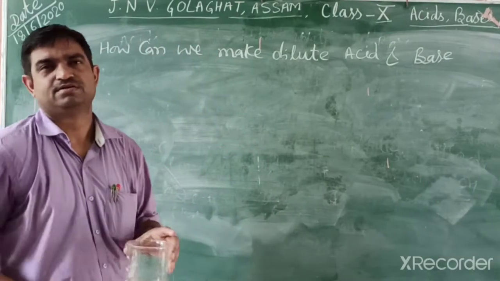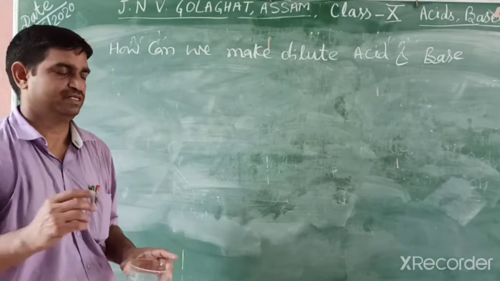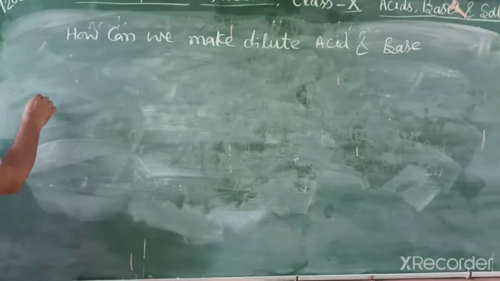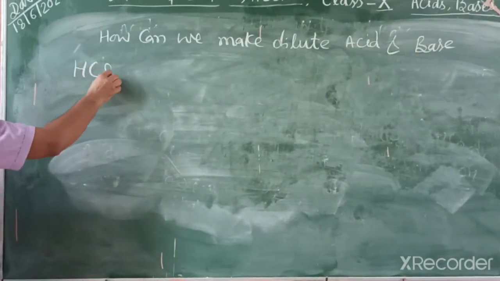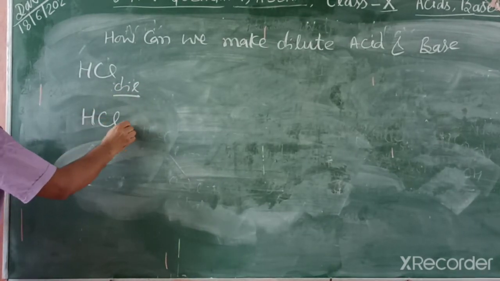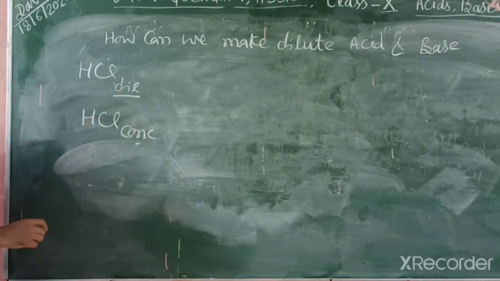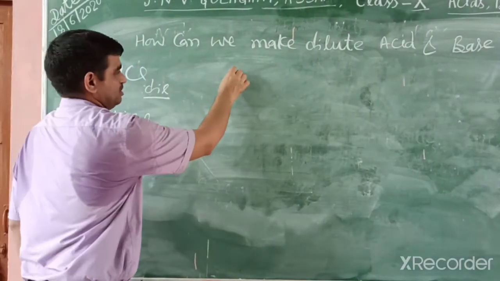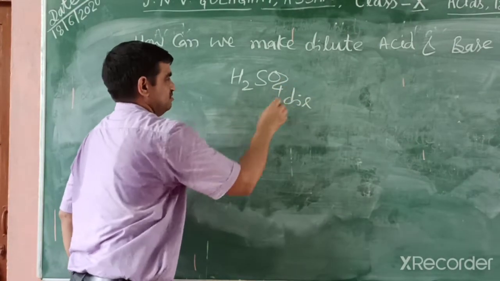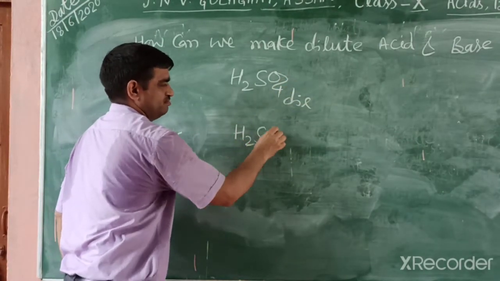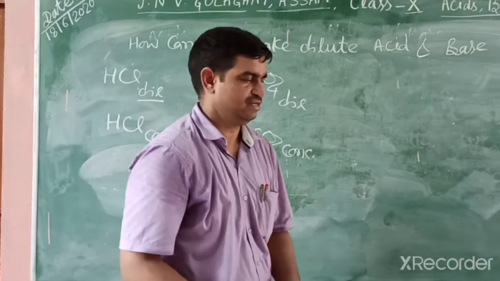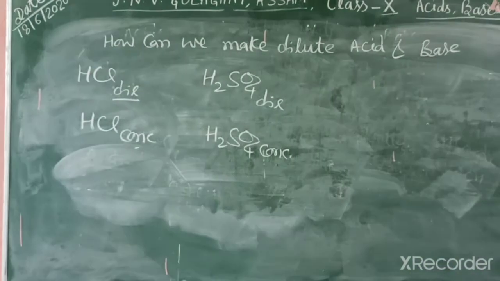How can we make dilute acid from concentrated acid? You will see a word written before the formula, like HCl dilute, HCl concentrated, or H2SO4 dilute and H2SO4 concentrated. What do we mean by this? Concentrated means the acid is very strong.